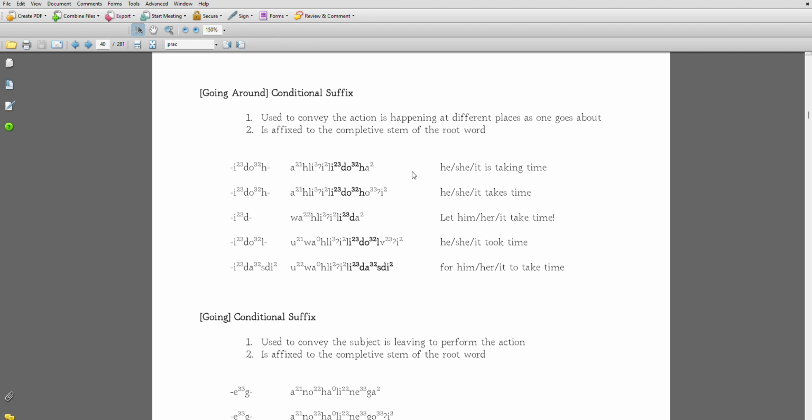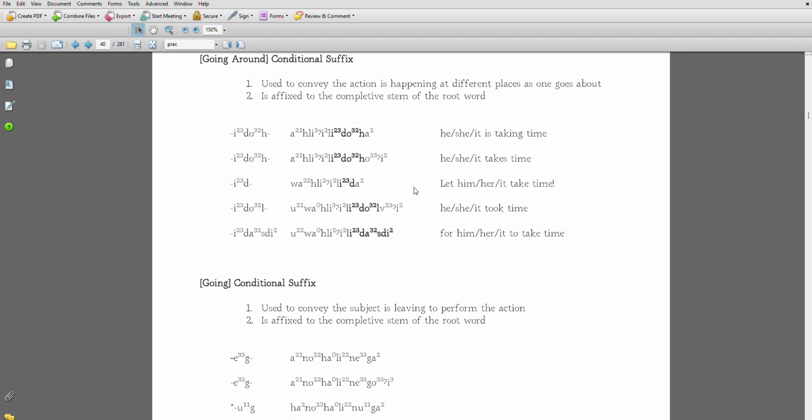Going around conditional suffix. Used to convey the action is happening at different places as one goes about. It is affixed to the completive stem of the root word. Atli ilitoha. He, she, or it is taking time. Atli ilitohoi. Takes time. Watli ilita. Let him or her or it take time. Utli ilitolai. For him or he, she, or it took time. And utli ilidasti. For him or her or it to take time.